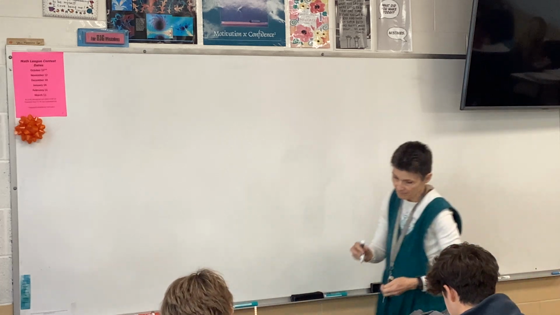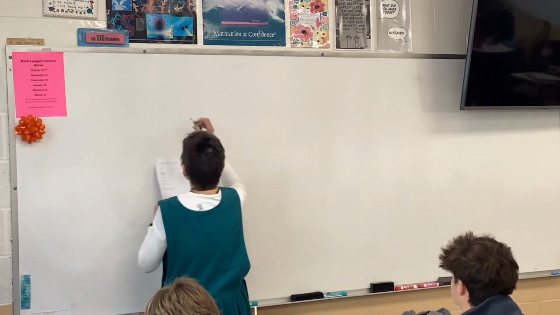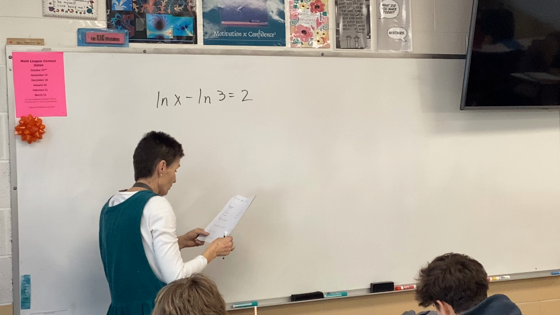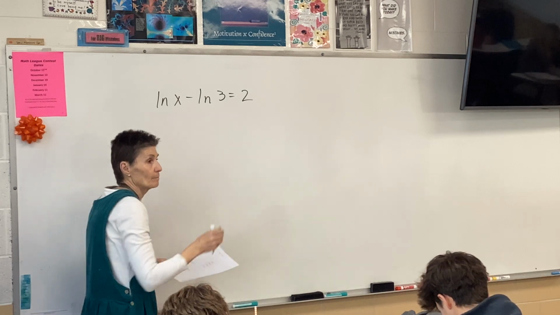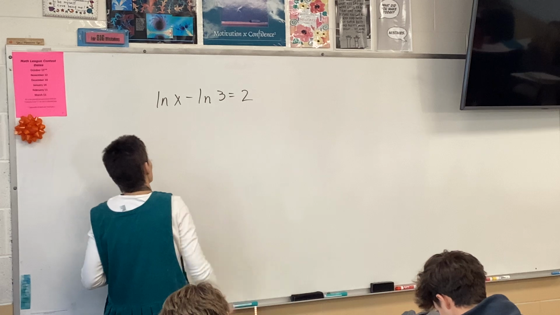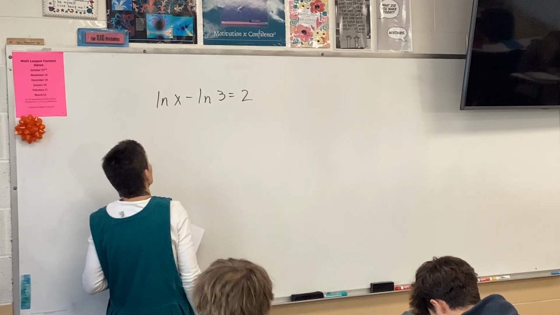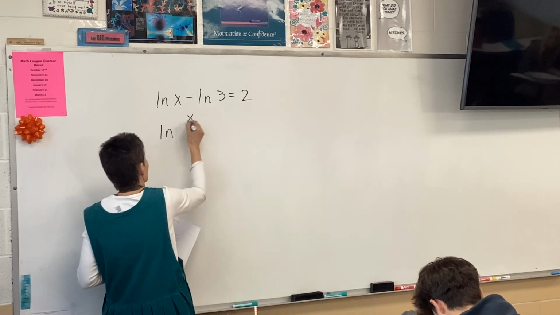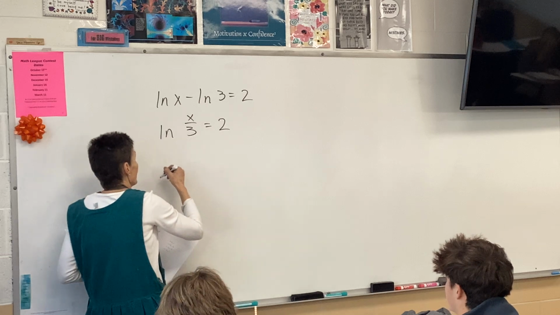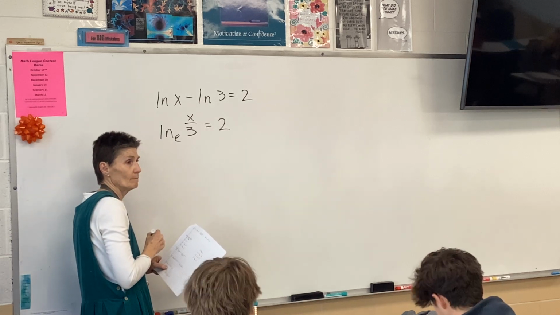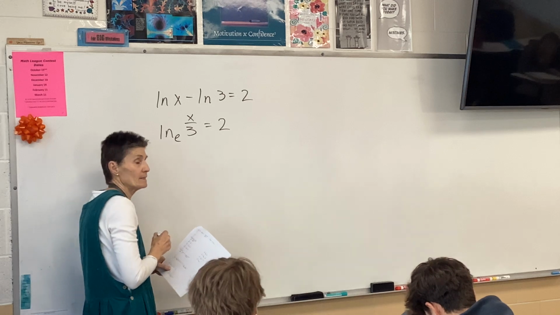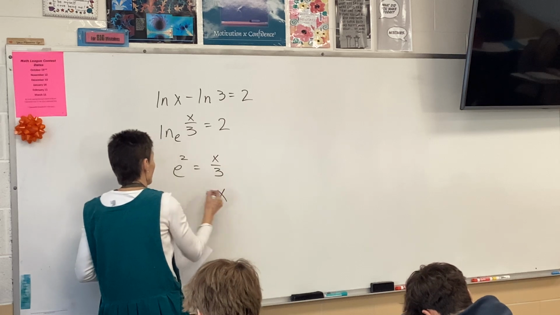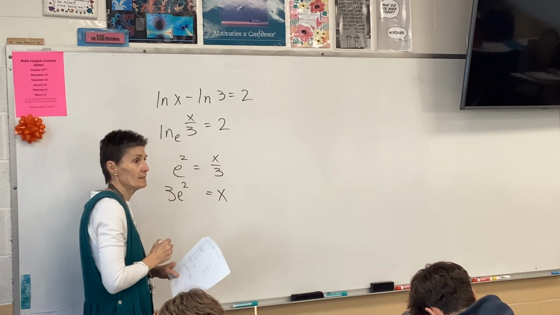All right, so let's look at 15C. Okay, this one doesn't look too bad. What are our thoughts? Let's get a thought in our head. What are we going to do with these guys? Yeah, ln x over 3 equals 2. And now we're going to loop-de-loop. Remembering that the base on ln is e, we're going to have e to the second equals x over 3. So it looks like our answer is 3e squared.